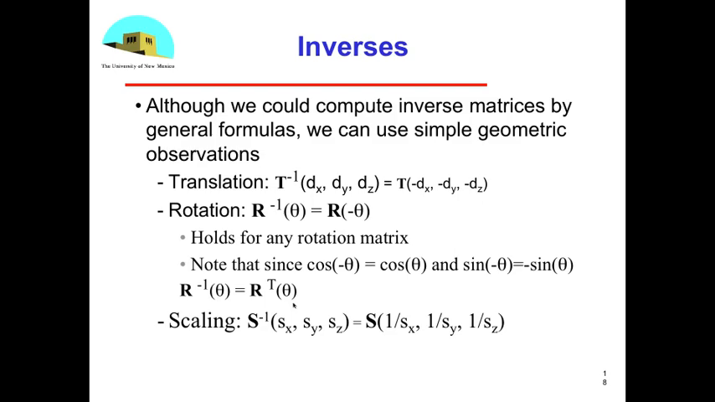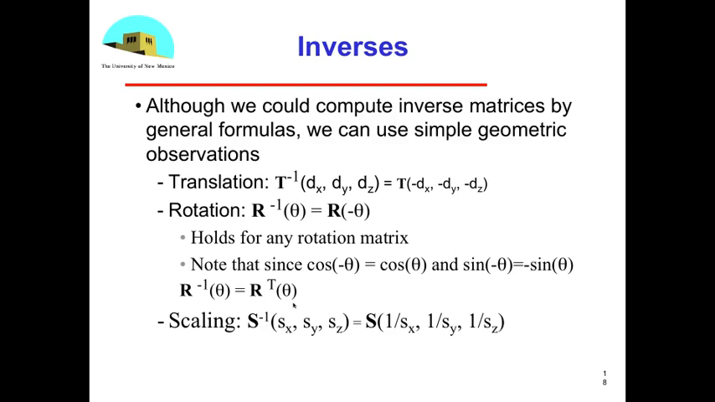Now scaling, again, it's pretty obvious. If you make something longer by a factor of 2, you want to undo it by a factor of a half. So you just change the three scaling constants, each one to 1 over what it was before. Okay, so that one is pretty easy. And notice too that for scaling, you can get non-invertible matrices. If any of those scale factors is 0, you get 1 over 0, and that says you can't undo that. So that's built in.